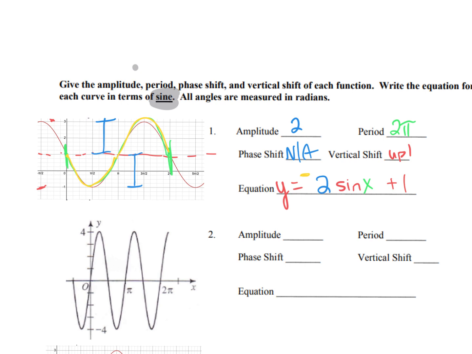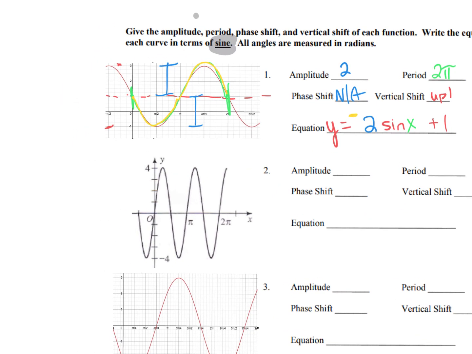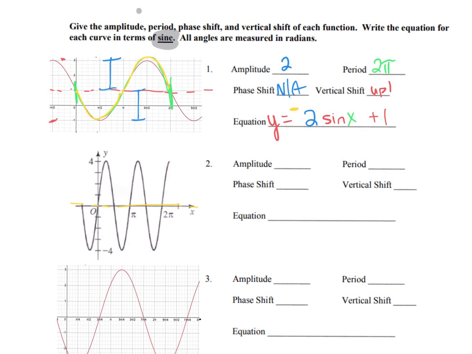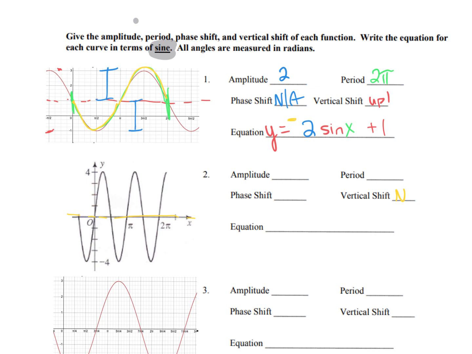Okay. Questions on that one? That's how we look at each individual part to put the equation together. For the next graph, midline we know is right there at 0. So there's no vertical shift.